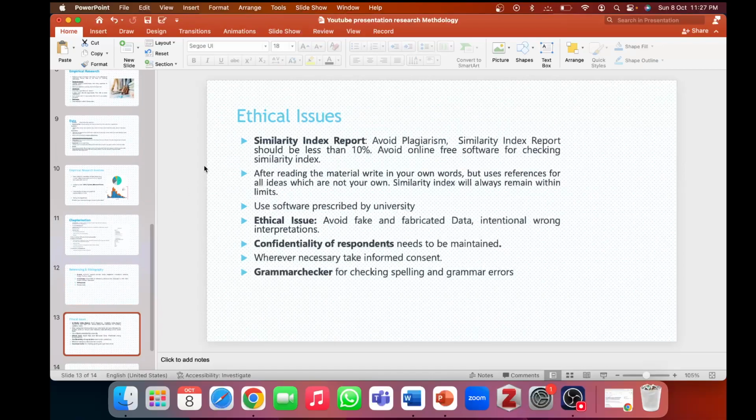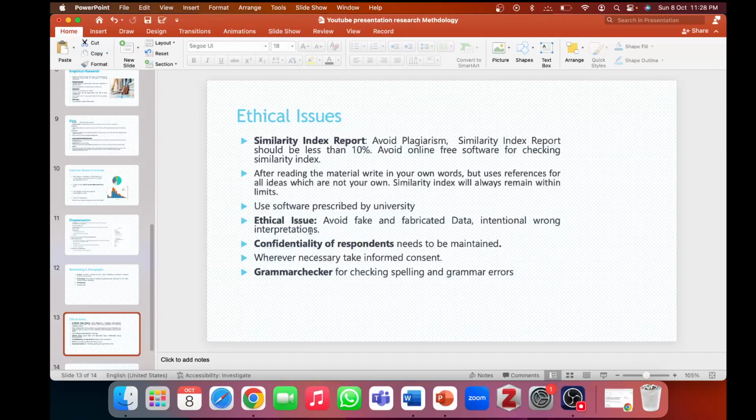And then there are ethical issues involved that you have to take care. You should avoid plagiarism. The manuscript should be tested on similarity index software. The similarity index should be less than 10%. And then you should avoid any free kind of plagiarism check softwares. They can create problem for you.